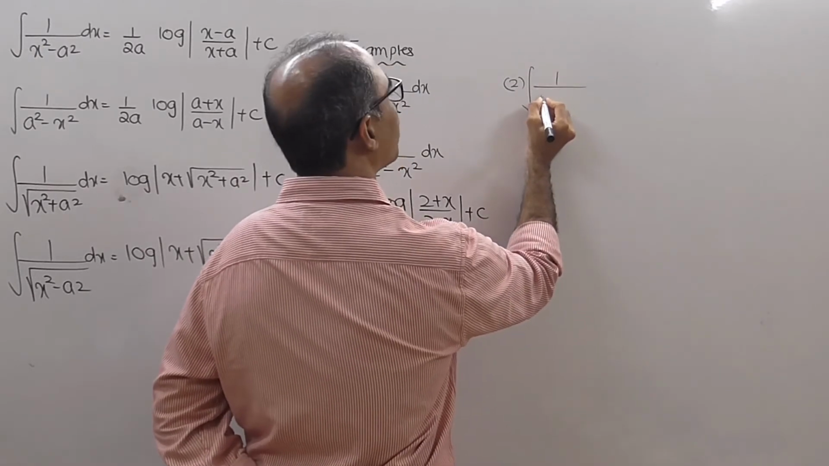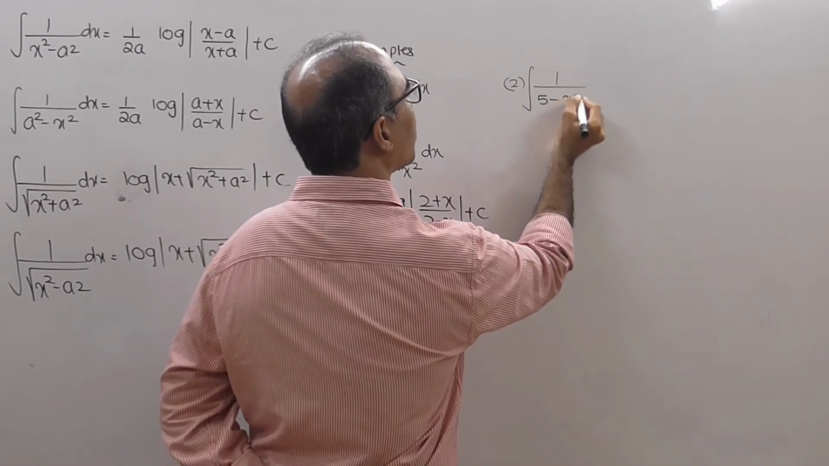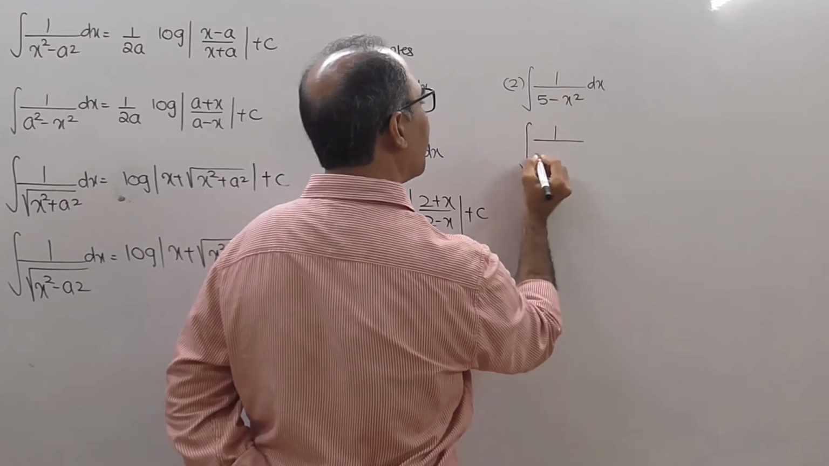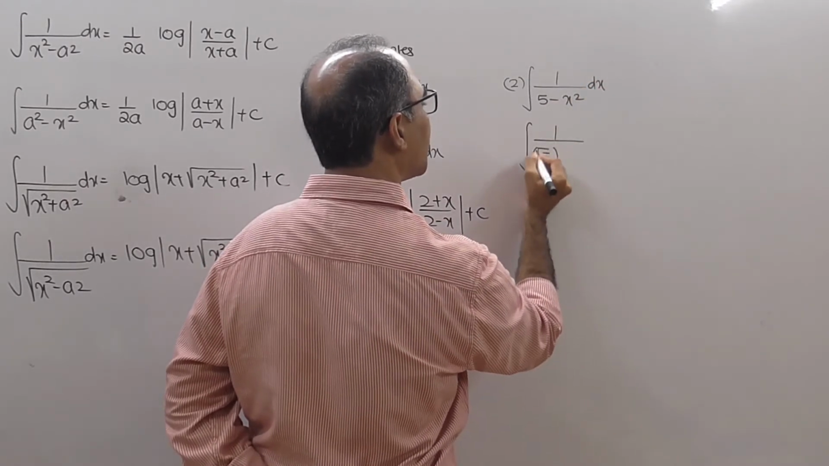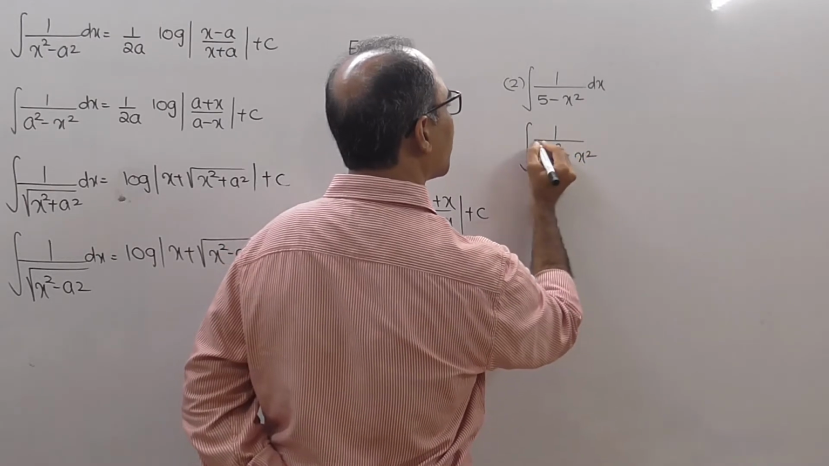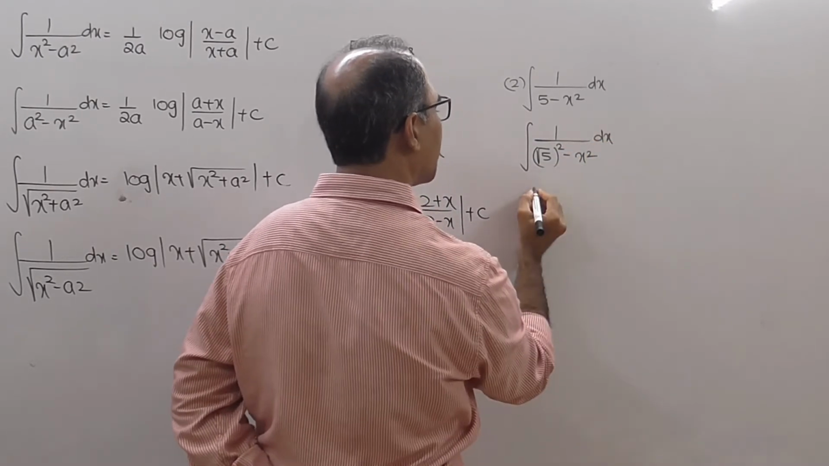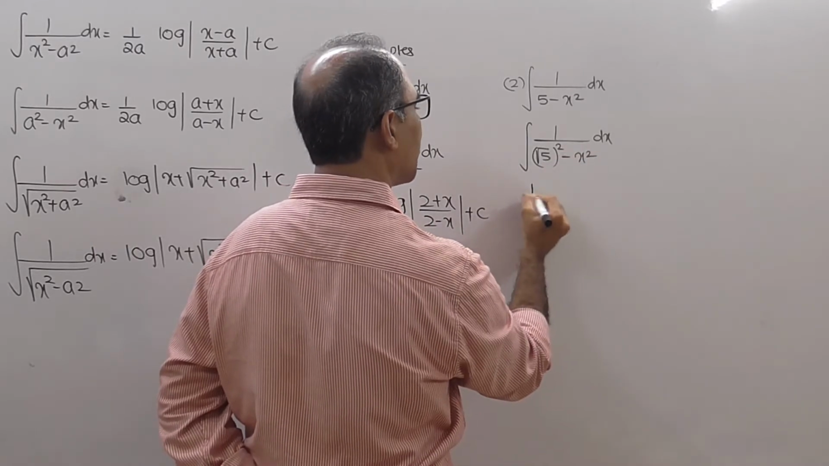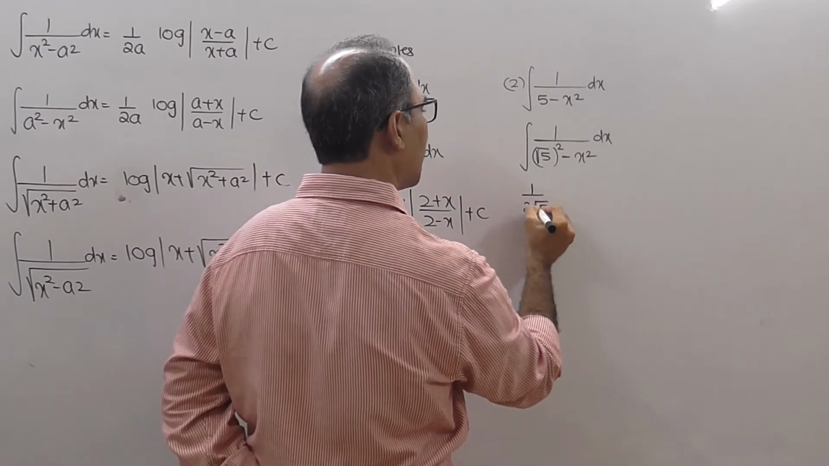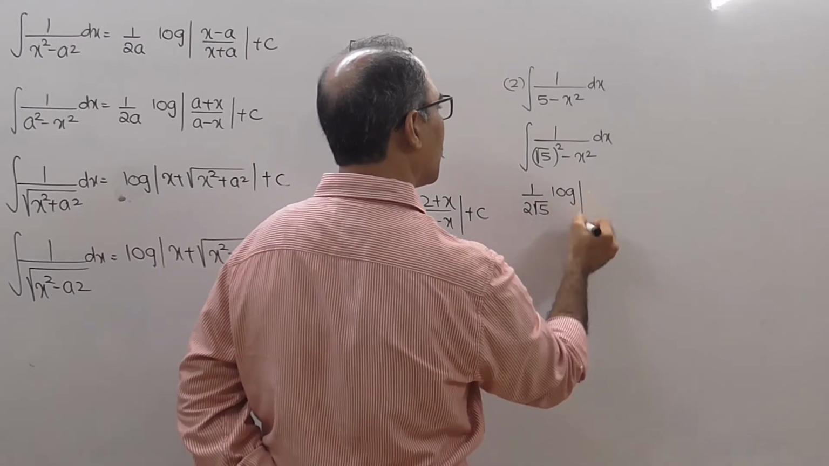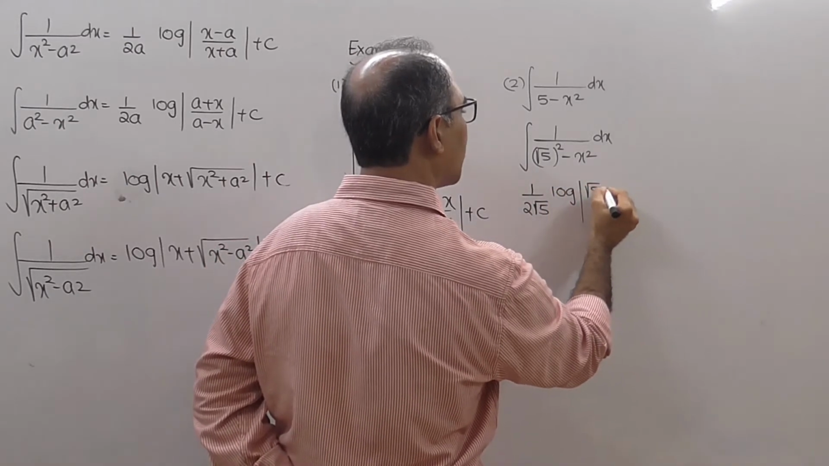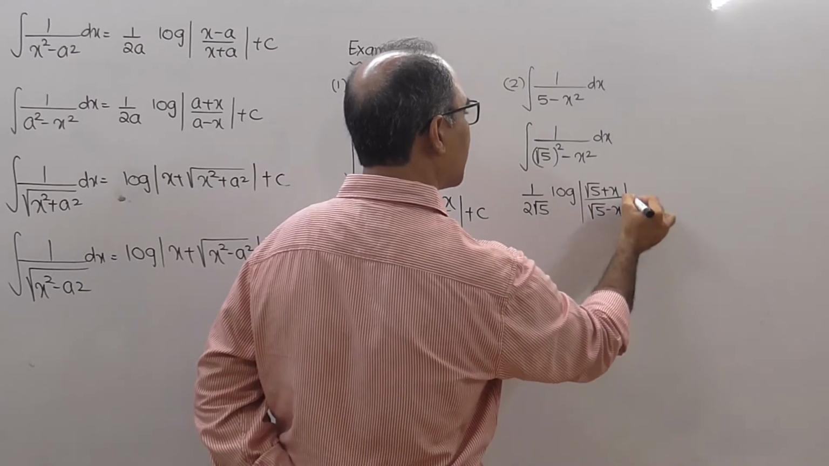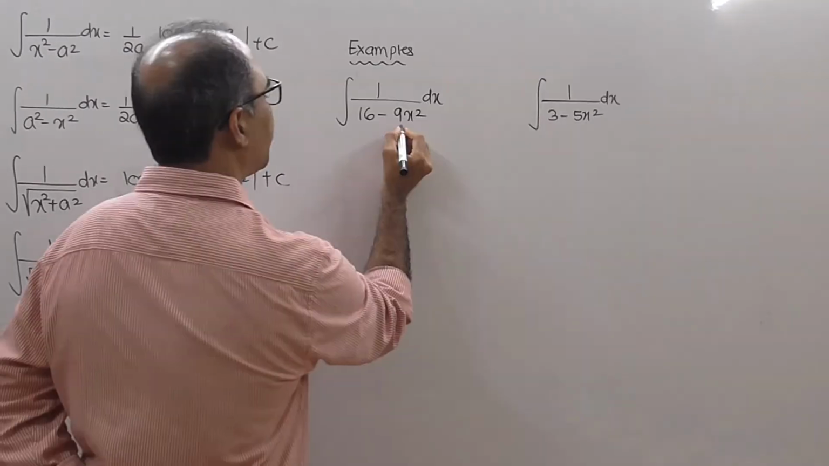Integration 1 upon 5 minus x square dx. So 5 we can write it as root 5 the whole square minus x square dx. So this is in the form of integration 1 upon a square minus x square, that is 1 upon 2a log modulus a plus x, a minus x plus c.